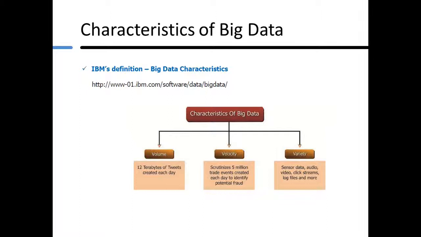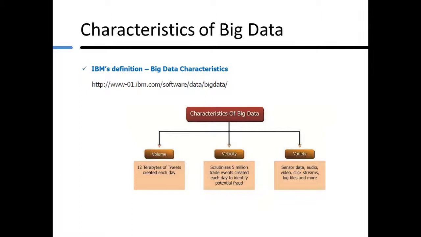We really need to also look into other parameters. Another parameter is velocity, which means if you have a huge volume of data, at what speed that data gets generated into your system, or that data comes to your system, right?